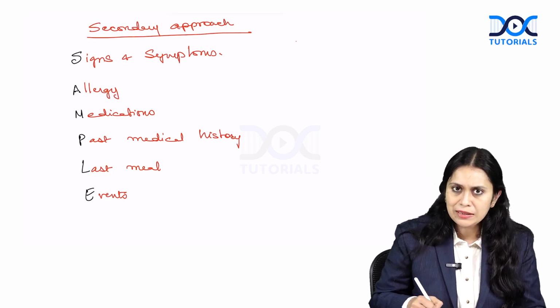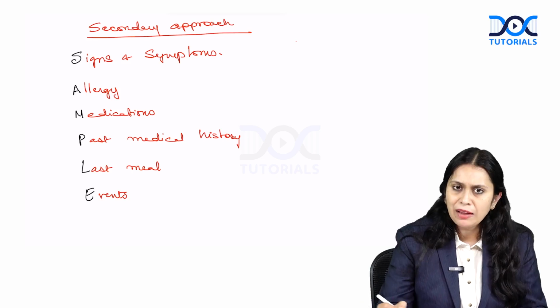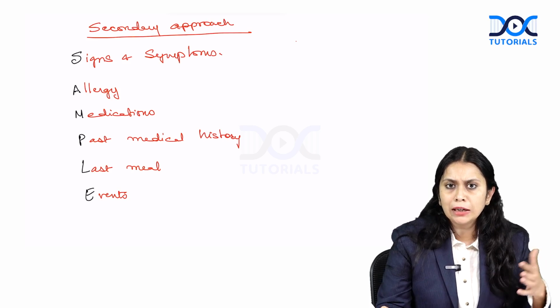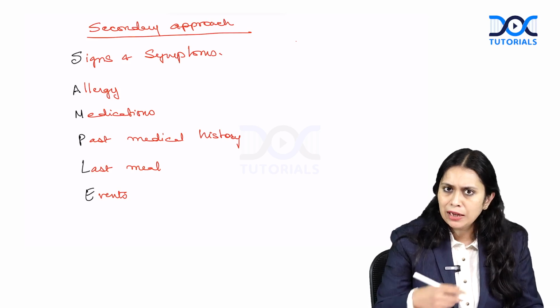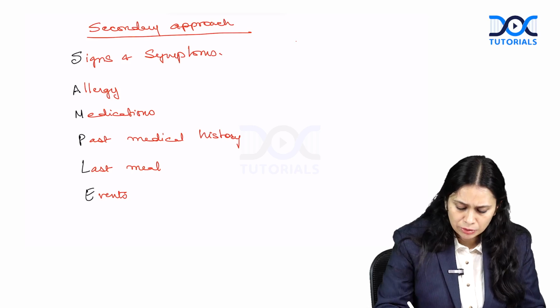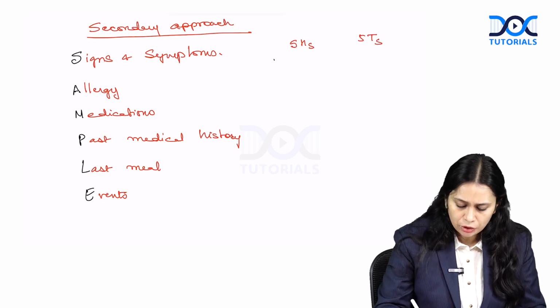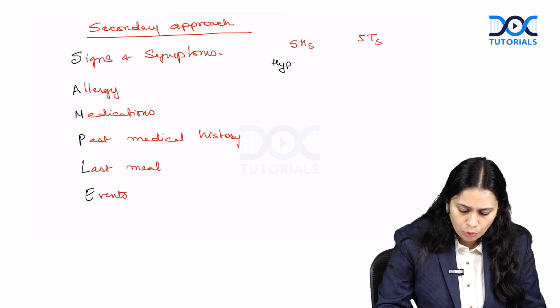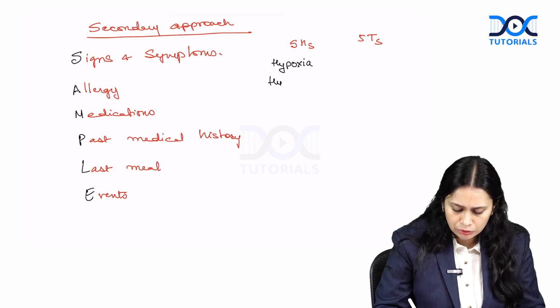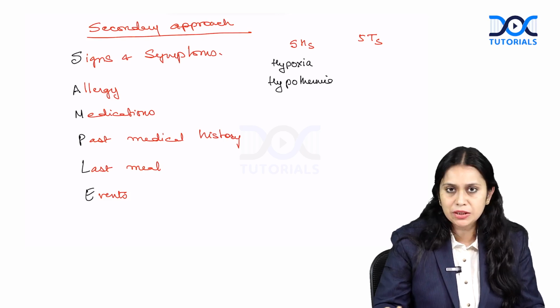So in the secondary approach, we take the history and we try to rule out all the causes which could have landed the patient in this situation. And to remember the reversible causes, we need to remember 5 H's and 5 T's. So what are the 5 H's and 5 T's? We need to rule out hypoxia in the patient, whether the patient is hypoxic or not. We need to rule out hypothermia. Maybe the patient is hypothermic and that's why this situation.